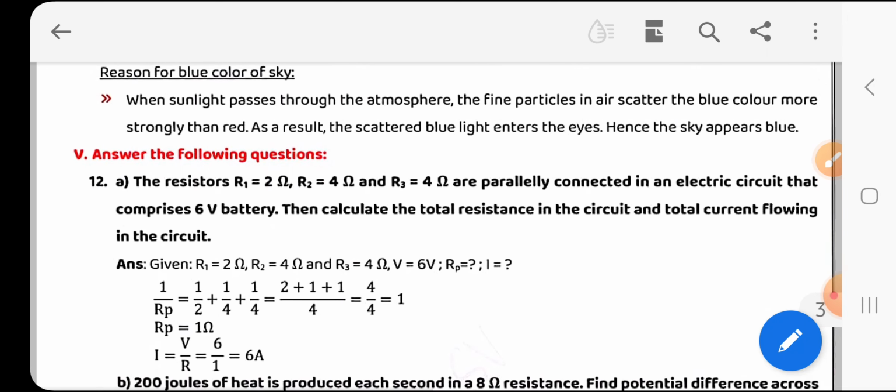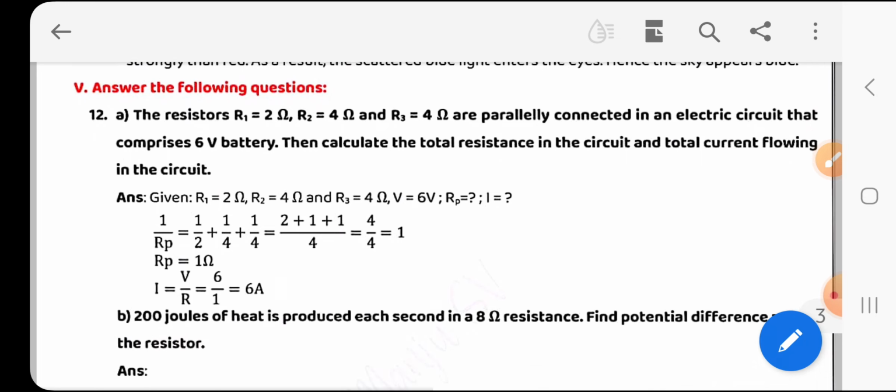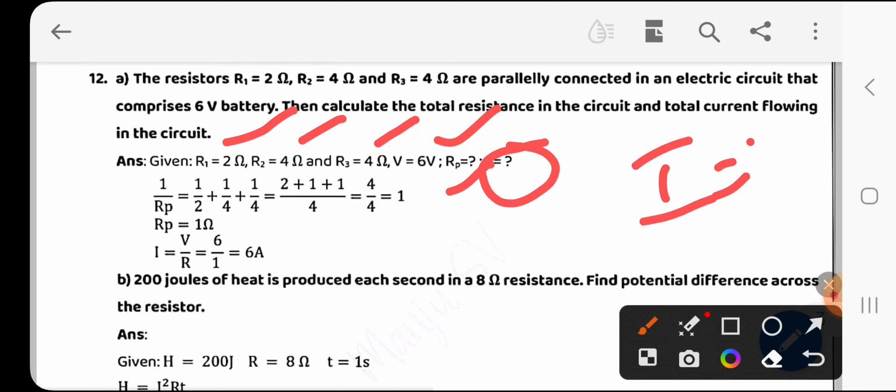So here is the problem. 4 mark question. Resistors are given. R1 is 2 ohm, R2 is 4 ohm, and R3 is 4 ohm, connected in parallel in an electrical circuit that comprises a 6 volt battery. Then calculate the total resistance in the circuit and the total current flowing. Students, you know the given values. R1 is given, R2 is given, R3, and also voltage is given, 6 volt. You find Rp and find the I value.